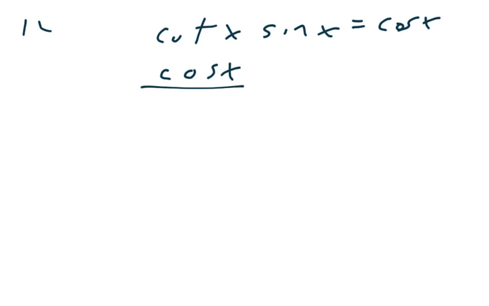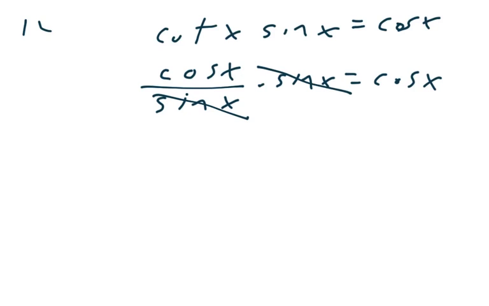For problem number 12, we have the cotangent of x times the sine of x equals the cosine of x. Generally speaking, we change cotangent to be cosine over sine, which I believe is the basic trig identity they're talking about, because the sine x canceling is not a trig identity, and so we wind up with cosine x equals cosine x.